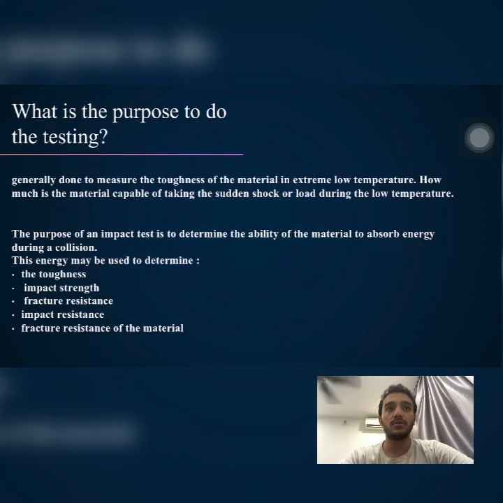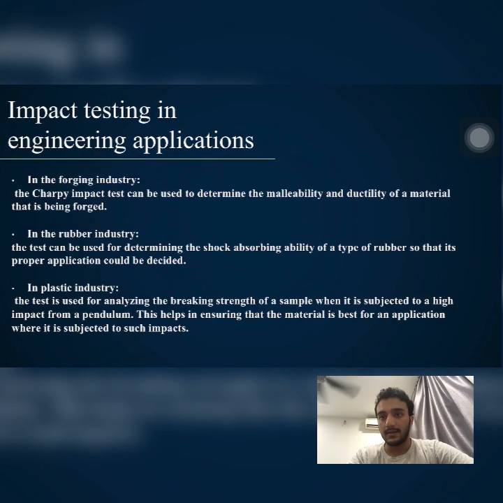So what is the purpose of doing the test? It is generally done to measure the toughness of a material at extremely low temperature. The purpose of an impact test is to determine the ability of the material to absorb energy during a collision. This energy may be used to determine the toughness, impact strength, friction resistance, impact resistance or fracture resistance of the materials. This is the purpose of the impact test.